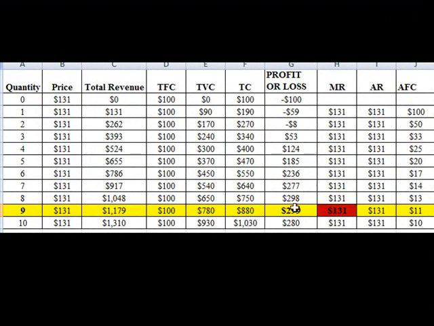It means I earn the most profit at this point. If I produce an additional unit, it's telling me that I will begin to lose profits.